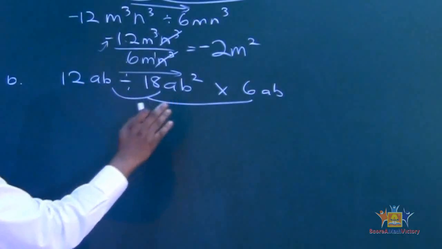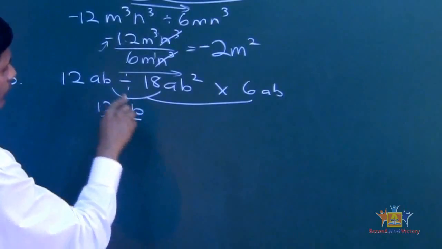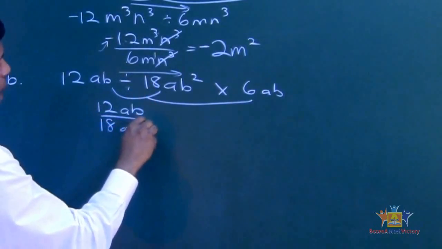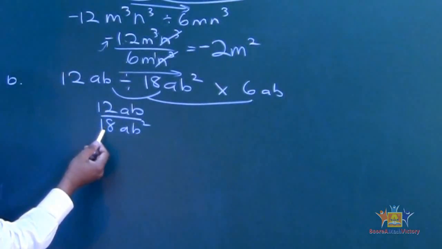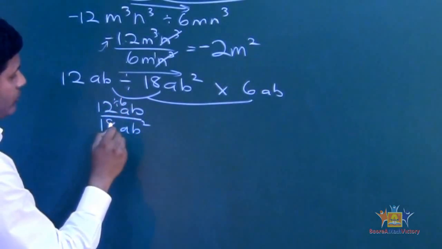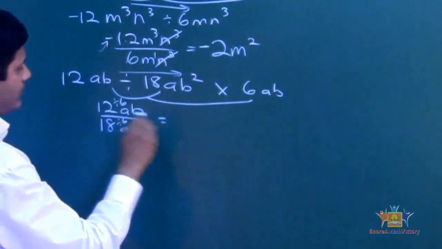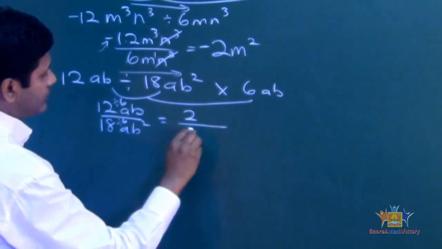In other words, we're going to make this into a fraction. So, 12AB over 18AB squared. Alright, think about a number that I can divide 12 and 18 with. Identical number will be 6. I can divide 12 by 6 and 18 by 6. Alright, that will give me 12 divided by 6 is 2, 18 divided by 6 is 3.